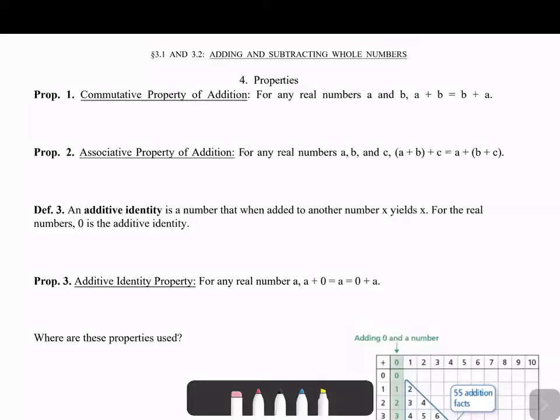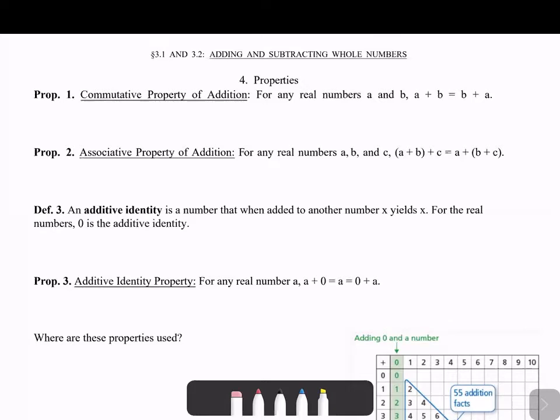Hi everyone, we are finally on the last video for section 3.1 and 3.2. In this last video, we're just going to talk about properties of addition. These are found on page 76. These are all different properties of addition, and so let's go through them.